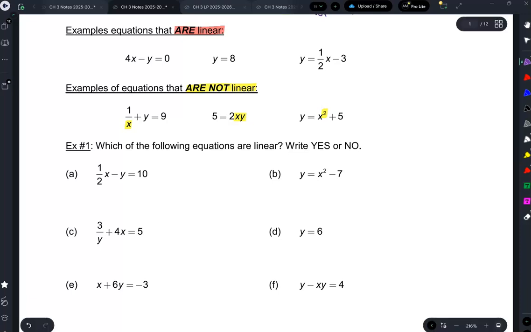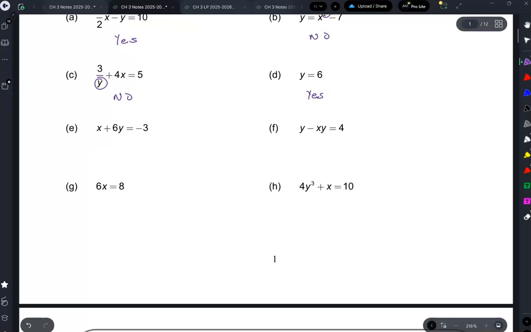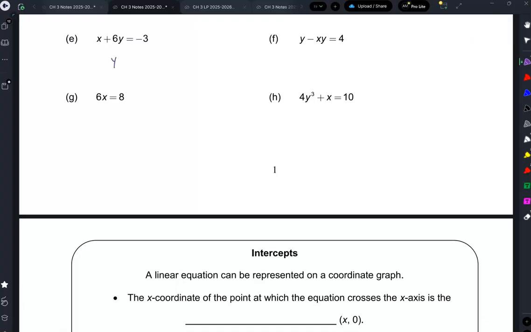Okay, so let's take a look here at which of these are linear. We're going to write yes or no. The first case, definitely linear. Here, this is not linear because x is squared. This one is not linear because you have y in the denominator. This one, yes, it's linear because it's y to the 1. Here, x to the 1, y to the 1, yes, it's linear. Here you have exponents of 1, but this is not linear because you have x times y multiplied with each other. This is linear. This one, because of the 3, not linear.